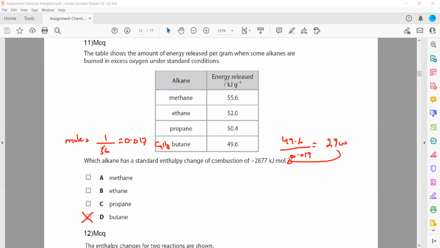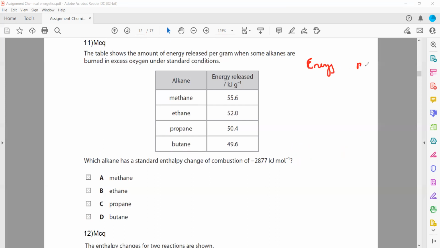Is it clear, question 11? Or you can also solve in terms of energy and mass. So this is 55.6 when 1 gram is burned, but we need it for 1 mole of methane, which means 16 grams. So if 16 is there, this will be X. Cross multiply and you will get the answer.